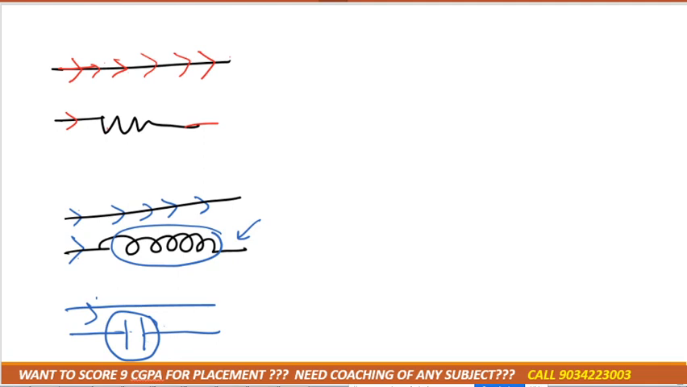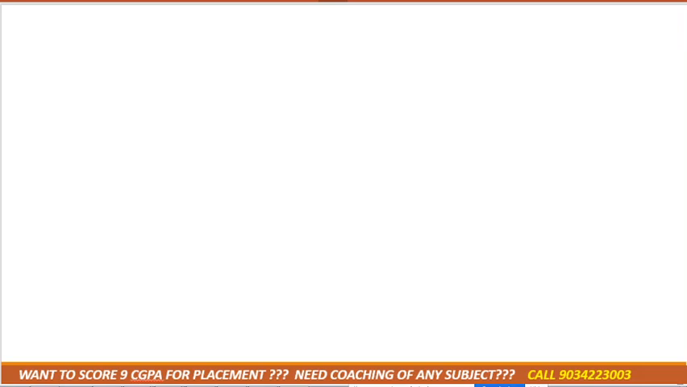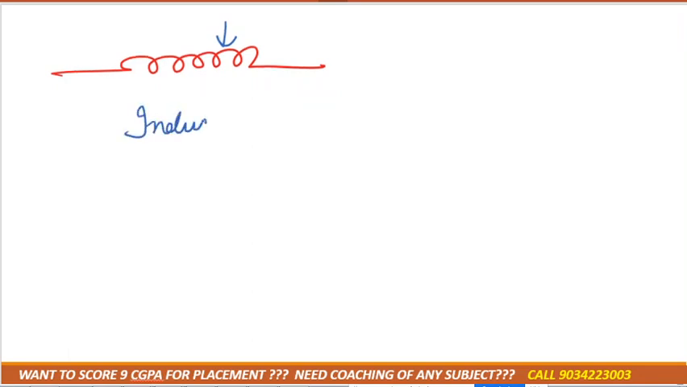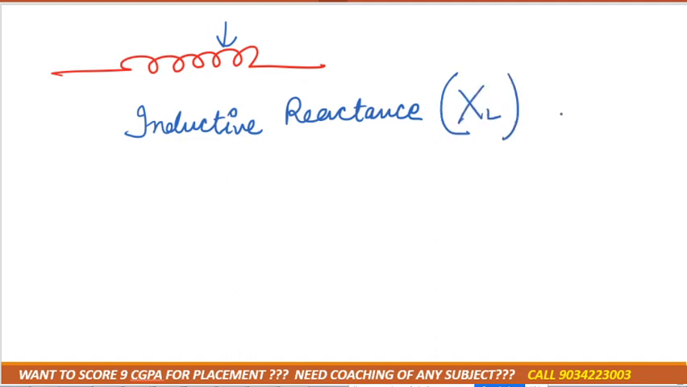So that amount of resistance is known as inductive reactance, or capacitive reactance. Like suppose we have an inductor, okay, there is some internal resistance present in the inductor, and that internal resistance of the inductor is technically known as inductive reactance. Inductive reactance is denoted by X of L, and its formula is omega L.